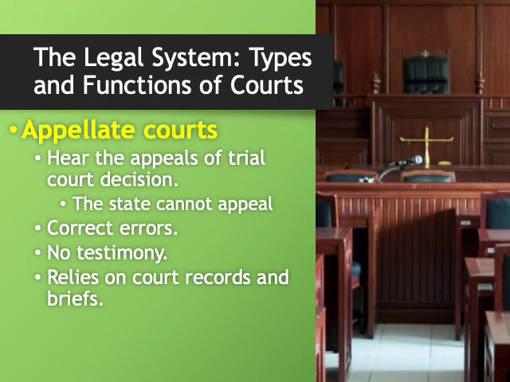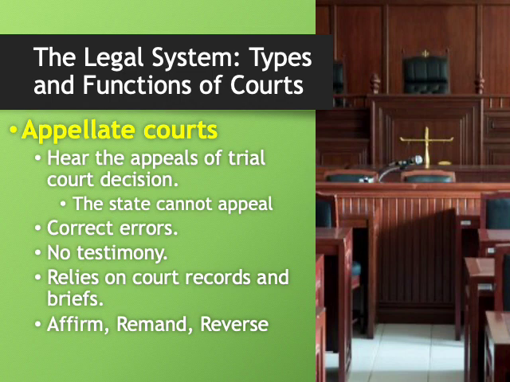The justices, and usually it's a bench of justices from 3 all the way up to 9 with the Supreme Court of the United States, rely on court records and briefs to drive their decision making. What are the decisions that an appellate court can make? Well, there are 3 major decisions that they can take.